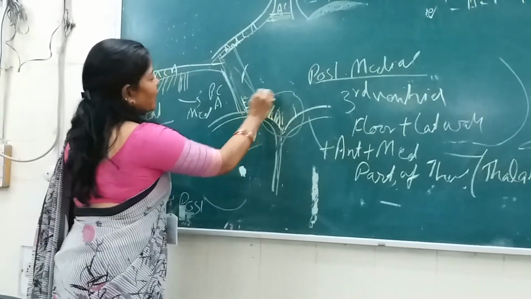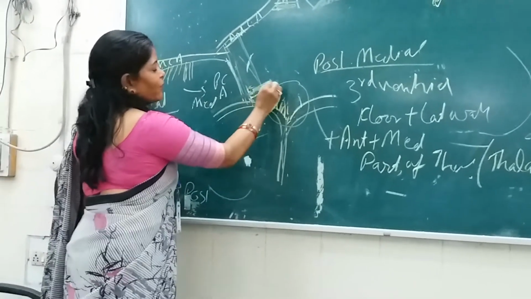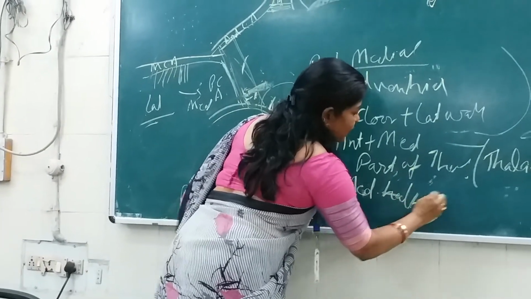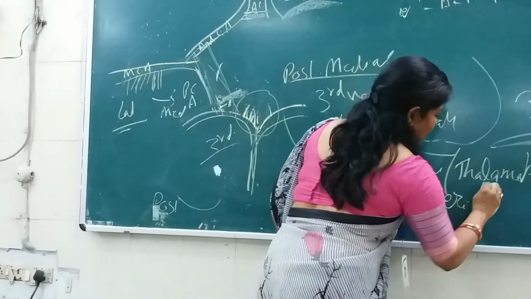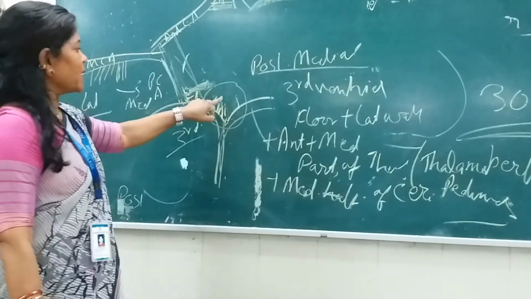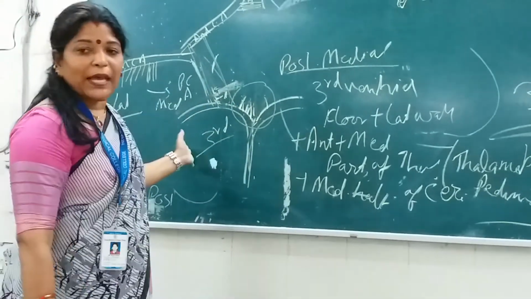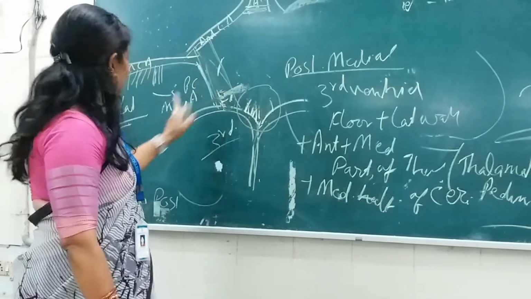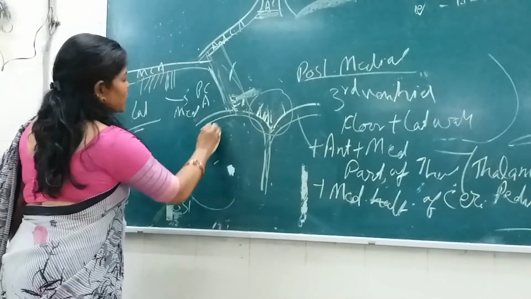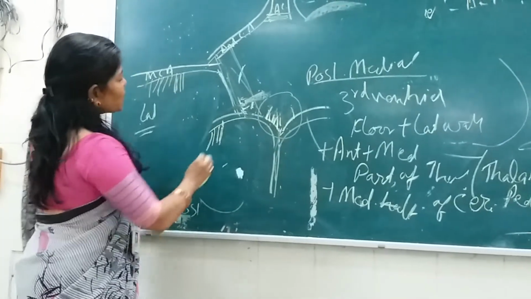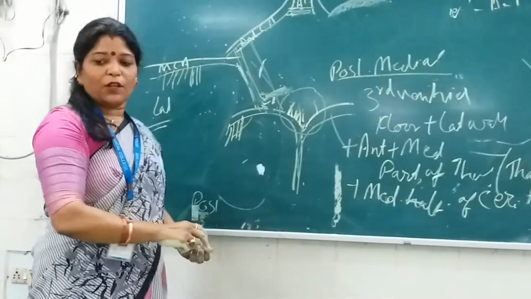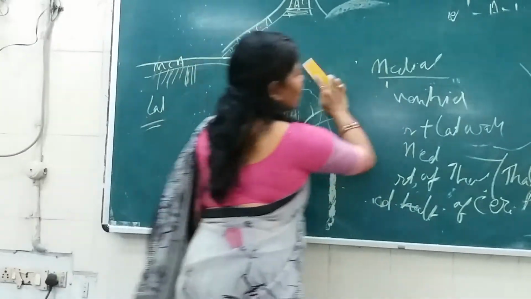So there is a medial half and a lateral half. The medial half of the cerebral peduncle will be supplied by the posteromedial group, isn't it? So what will be the supply of the lateral half of the cerebral peduncle? Via this posterolateral group. That means this posterolateral group will supply the lateral half of the cerebral peduncle. What else? What else?